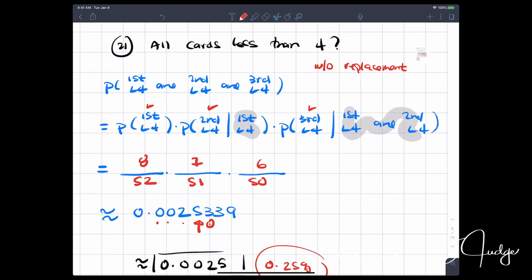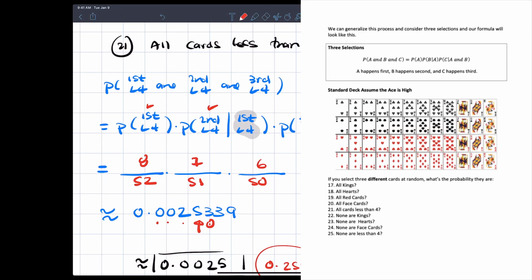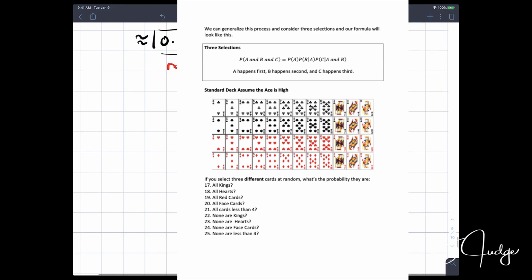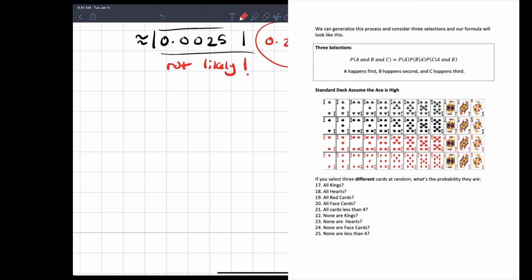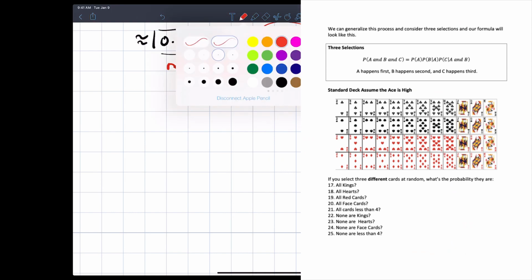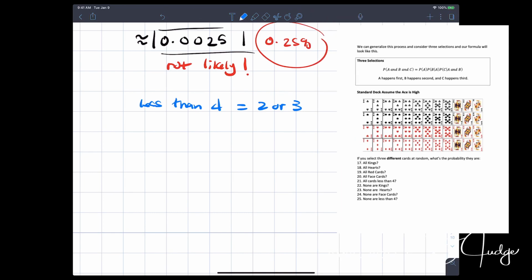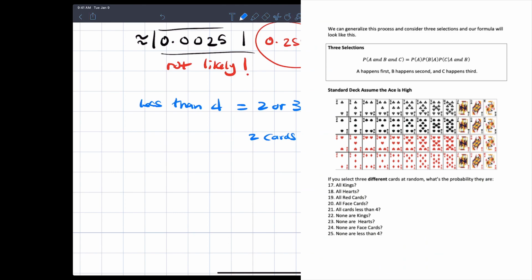Let's go to the cards. Cards smaller than 4. So I'm going to write this down here. Less than 4. What does that mean? It's the 2s or the 3s. We do not include 4. So what that means is there's 2 cards smaller than 4. However, we have 4 types. You say, what are the types?